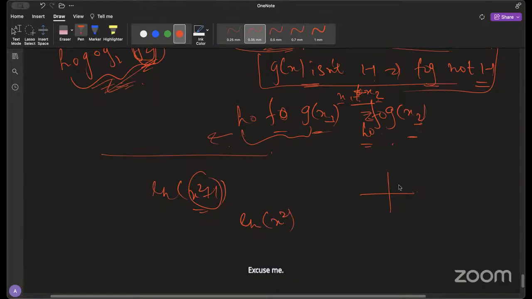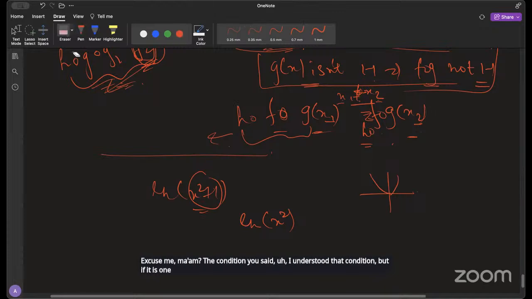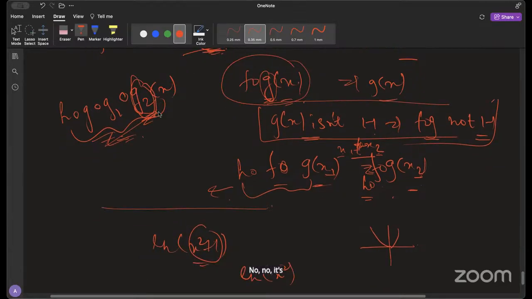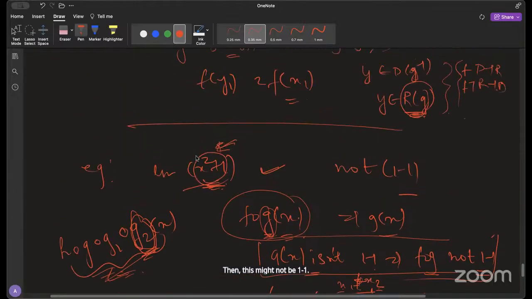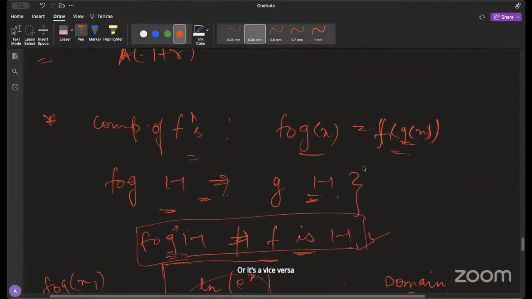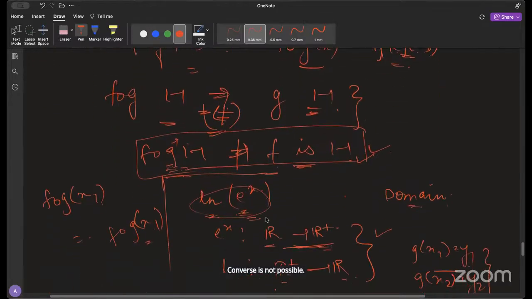Excuse me, ma'am. Yes. Ma'am, I understood that condition. But if it is 1, 1, then f of g, how long it is, doesn't matter? No, if this thing is 1, 1, then this might not be 1, 1. It's only one way, it's not vice versa. The converse is not true. Okay, ma'am.